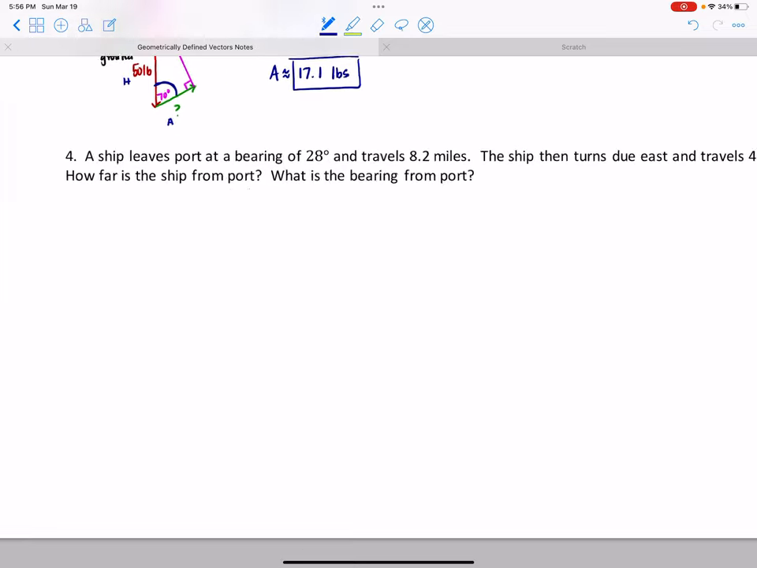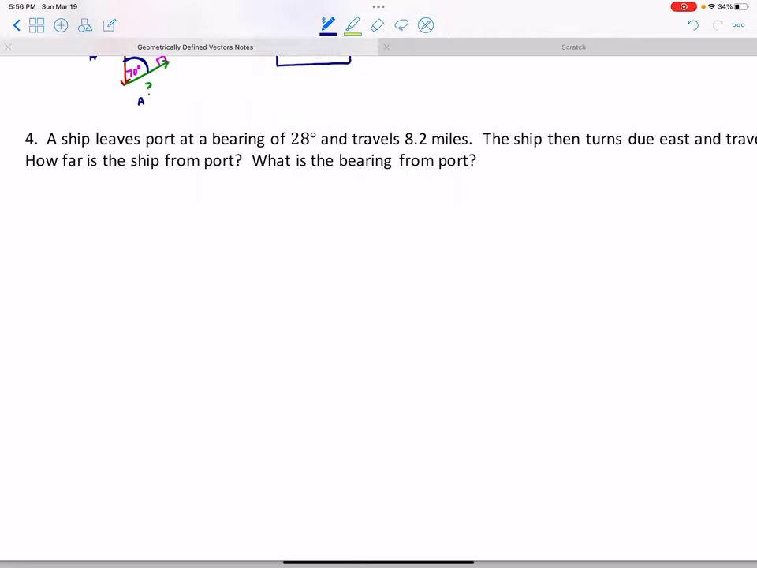So let's try to draw this out. First, let's make our port down here. The ship leaves this port, and we'll just call it point P, at a bearing of 28 degrees. So let's make the north line here. At a bearing of 28 degrees, that means 28 degrees from north. So if we started north and we rotated 28 degrees, we're going to be going something like this. And we're going to do this for 8.2 miles. So this, again, is a vector with a magnitude of 8.2 miles. And here's our direction, a bearing of 28 degrees, so that's from due north.